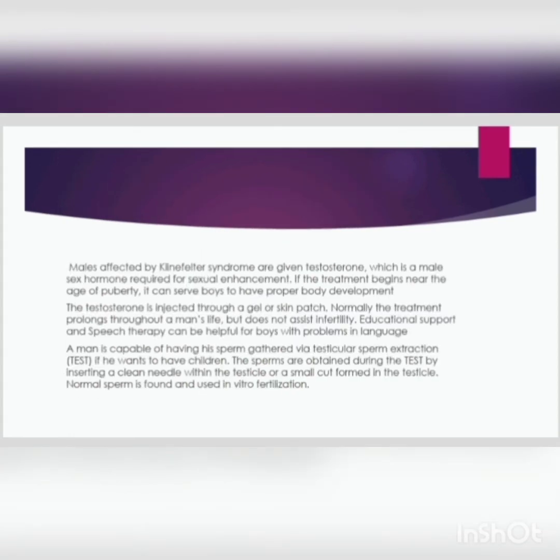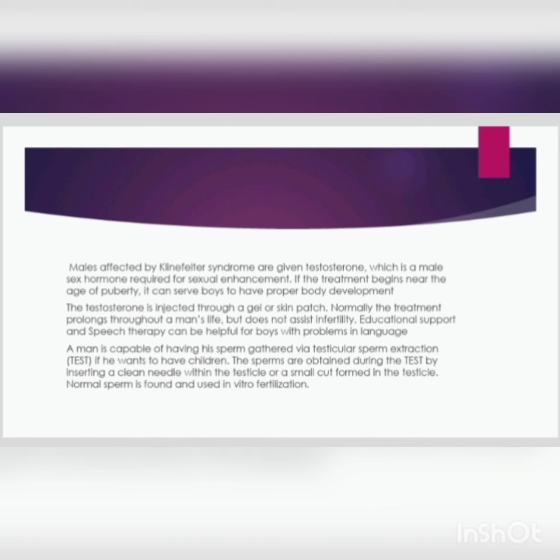Males affected by Klinefelter syndrome are given testosterone, which is a male sex hormone required for sexual enhancement. If the treatment begins near the age of puberty, it can help boys to have proper body development. The testosterone is delivered through an injection, a gel, or a skin patch. Normally, the treatment continues throughout a man's life, but does not assist infertility.